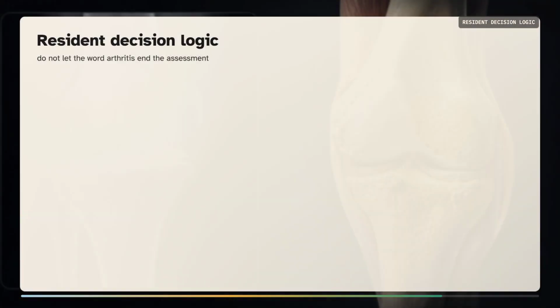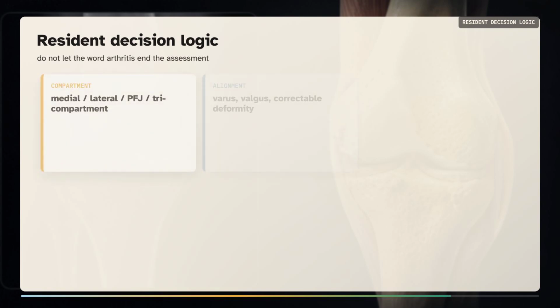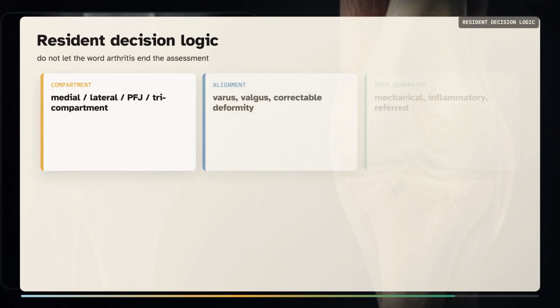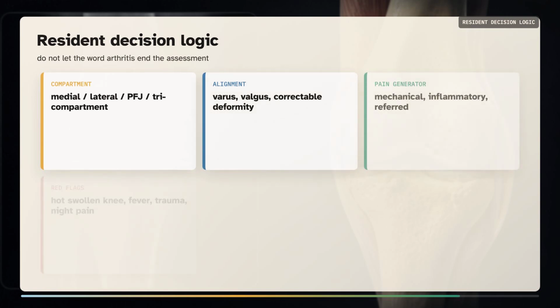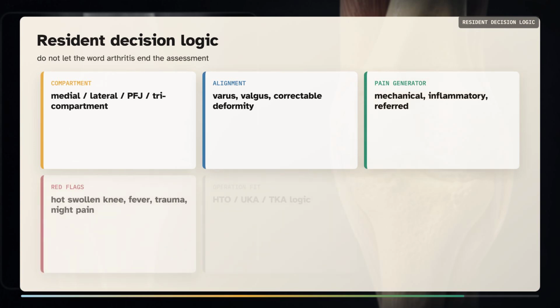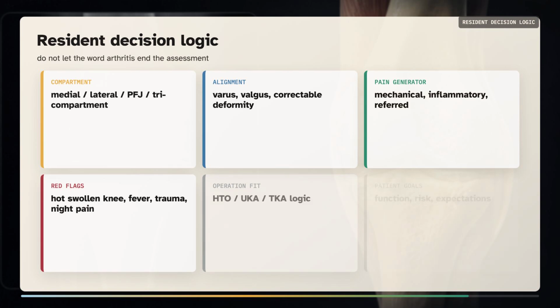For residents, keep the X-ray checklist systematic. Weight-bearing views if possible, joint space, osteophytes, sclerosis, cysts, alignment, compartment pattern, and patellofemoral disease. Then connect imaging to the patient. Is this isolated medial disease with correctable alignment? Is it tricompartmental disease? Are symptoms mechanical, inflammatory, or referred from somewhere else?